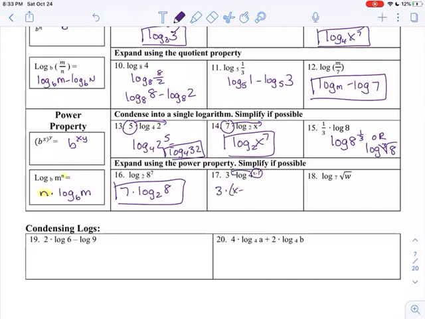So we should be comfortable working both ways. Again, this x minus 1 is an exponent, okay, and it's going to move in the front. So 3 times x minus 1 times log of 4. So that's 3x minus 3. And when I have multiplication, I am subtracting log of 4.